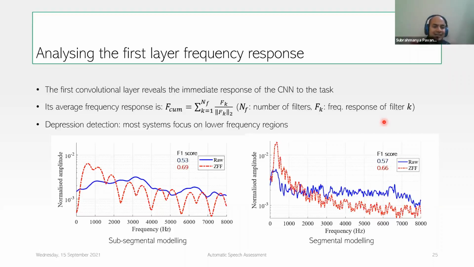What we could see is that when we model raw speech in depression, it was focusing more on the mid frequencies, whereas the zero frequency filter is focusing more on the lower frequencies, which corresponds to the source information and gives a better F1 score. We have seen similar trends in segmental modeling. Segmental modeling inherently focuses more on the lower frequencies because the kernel width is long, so it has good frequency resolution.